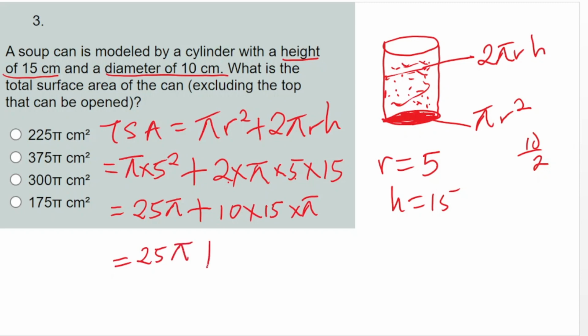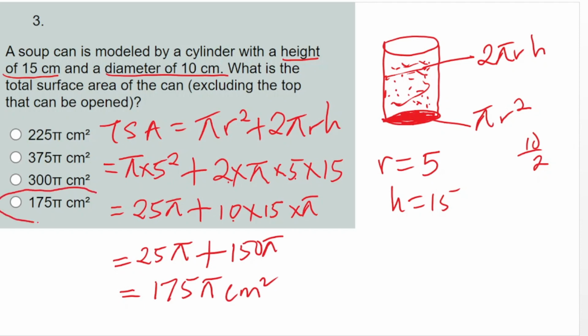I hope I'm making sense. Plus 10 times 15 is 150 pi. So therefore, it will be 175 pi centimeters squared. I hope this is very clear. So that is the last option here, option D. I think I'm making sense, right? That's great. So that is that on this question.